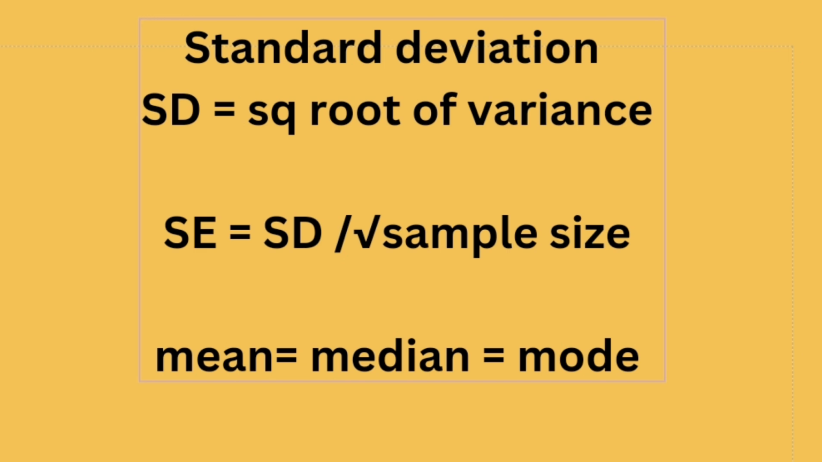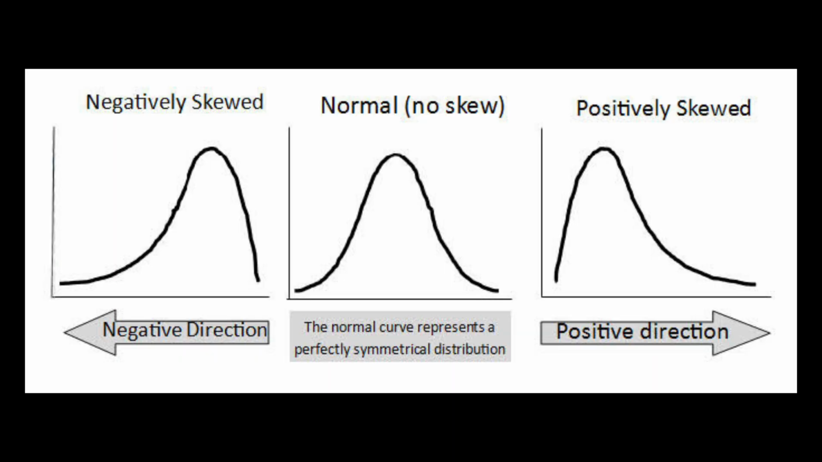Now, what happens in negatively skewed distribution? The normal bell-shaped curve, where the data is normally distributed, is in the middle, and negatively skewed data is more diverted towards the left side, while in positively skewed it is more towards the right side. In negatively skewed, mean is less than median is less than mode, and vice versa in positively skewed.